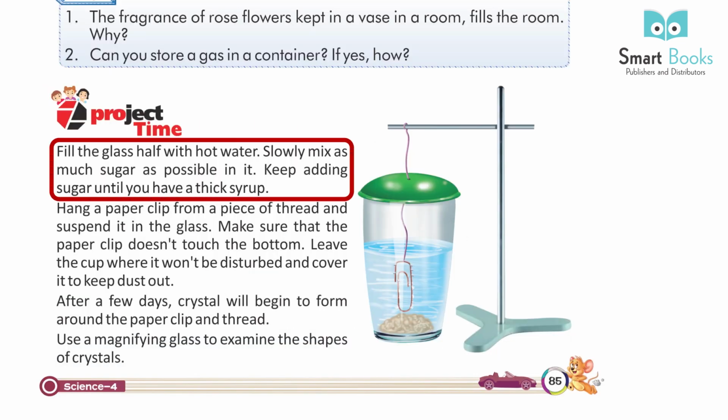Project time. Fill the glass half with hot water. Slowly mix as much sugar as possible in it. Keep adding sugar until you have a thick syrup.